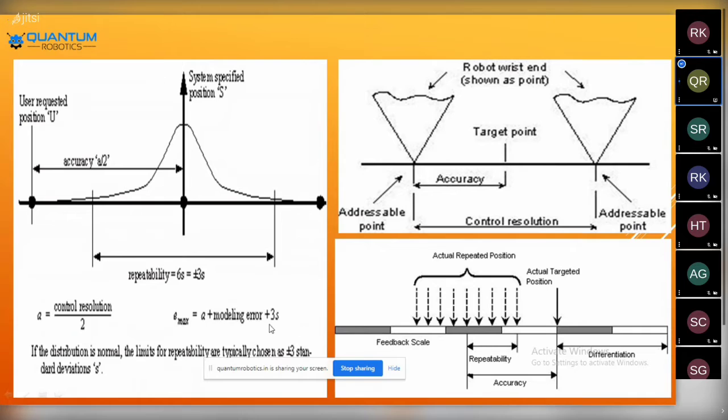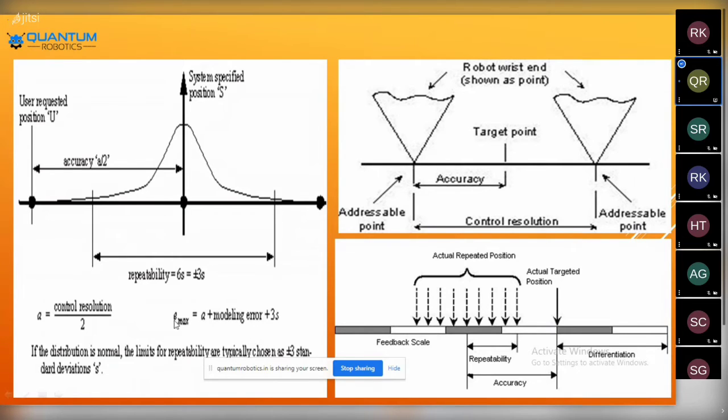The modeling error is how much error has occurred in a particular task. That error, how you are going to eradicate it using this particular dimension: you have to mention it over here as A plus whatever. The A value means the control resolution. The control resolution you are going to give here, plus the modeling error. The modeling error you are going to mention as plus 3s.